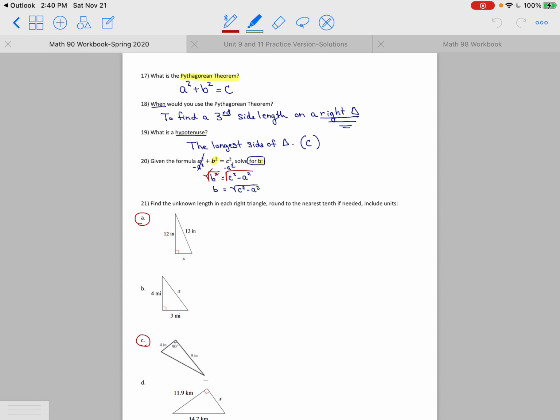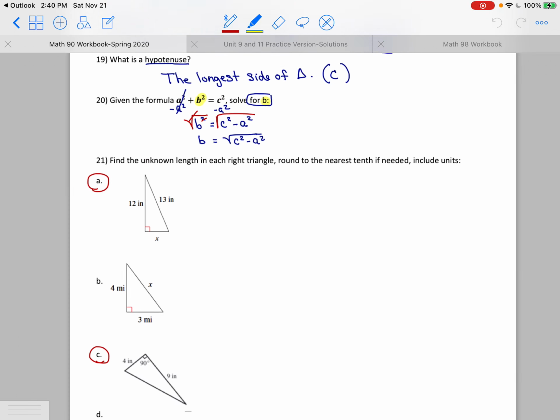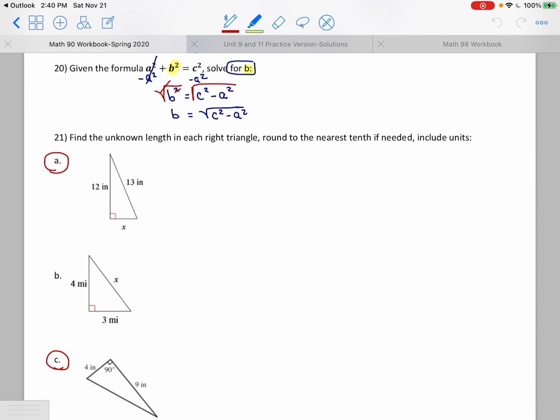Let's go back to one of the problems here. I'm going to take a look at 21. We're going to look at A. It says find the unknown length in each of the right triangles. Round your answer to the nearest tenth. I would always recommend you be very careful to look at what they're asking you to round to. You will also make sure you include units. Okay, that's a real biggie.